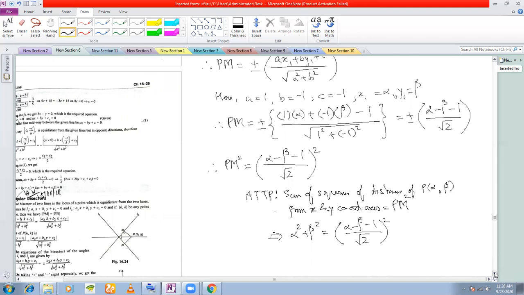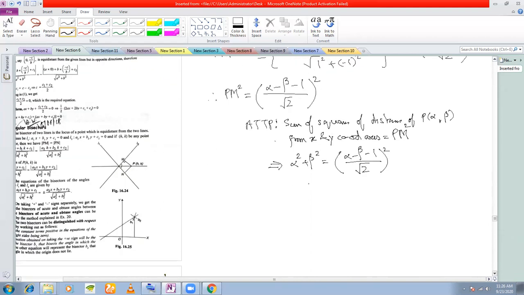Now if you simplify this, you can simplify this further. The simplification, less than 1 minute left, so I'll do the simplification in the next class. And then after simplification, you change alpha to x and beta to y. Okay, so I stop here for today.